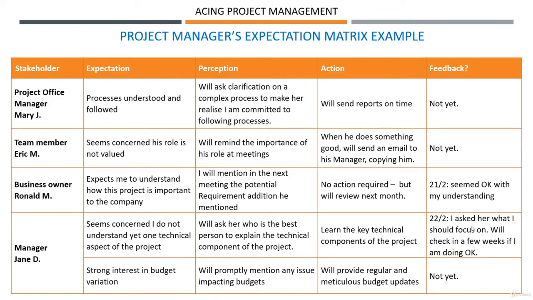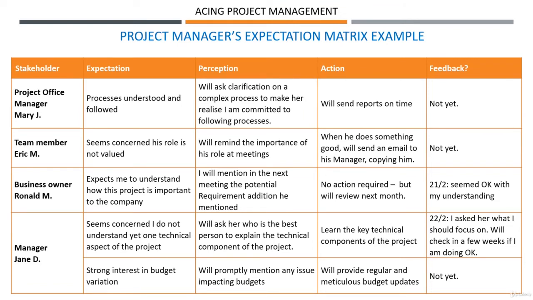22nd of Feb, I ask her what I should focus on. We'll check in a few weeks if I'm doing okay. So I've just asked for more feedback here, and she still refers to this, and I know perception is not enough. I need to go back to this, but if she mentions something else, I have something else to work on, but I will check again in a few weeks. So she has another expectation. She seems extremely focused on the budget. I mean, you could argue every manager is, but here to an incredible extent, she's asked me to give her updates every week on the budget.